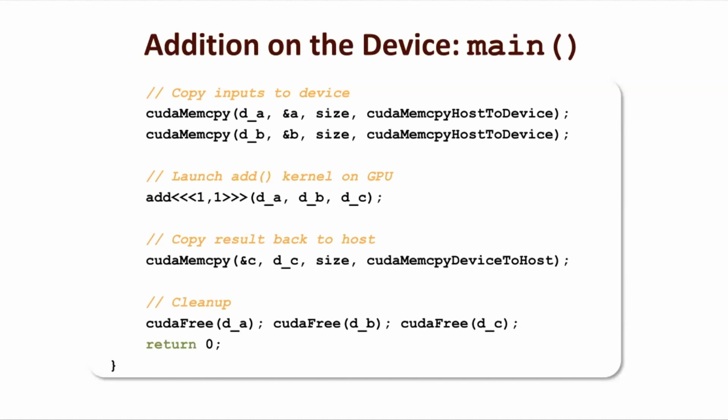So now, your first statement is a copy statement, copying data from the host to the device. The second one is the same, but copies B to dB. And then, after you copy the data to the device, to the GPU, you can launch the kernel.